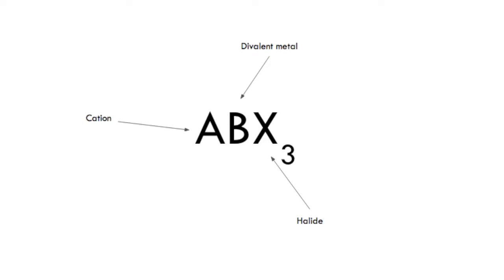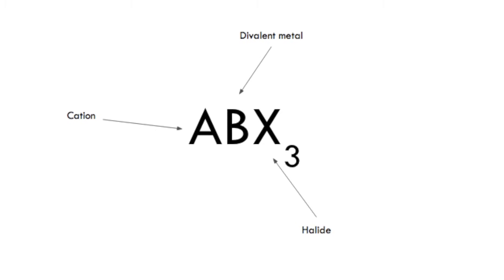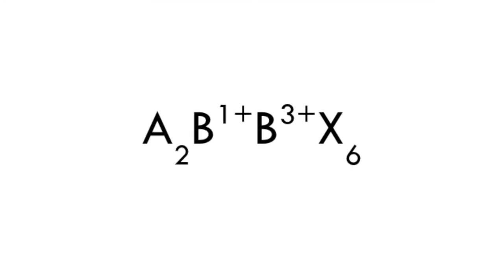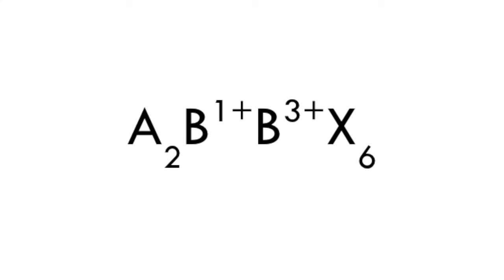Perovskites have a general formula of ABX3, where A is a cation, B is a divalent metal, and X is a halide. There are also these materials called halide double perovskites, which are made by combining mono and trivalent cations.